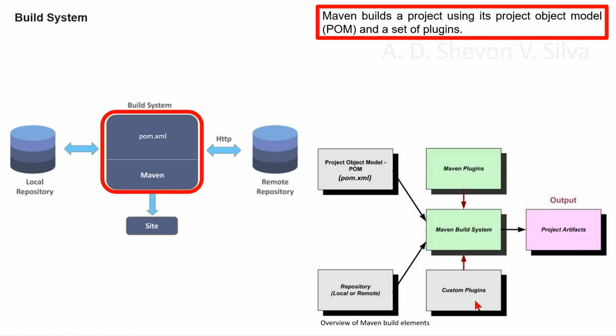These custom plugins are optional. The rest of the inputs are mandatory. And here you can see project object model pom.xml and repository, local or remote, are connected to Maven build system. Maven plugins are connected to Maven build system. Custom plugins are connected to Maven build system. Maven build system is connected to project artifacts, and this is output.